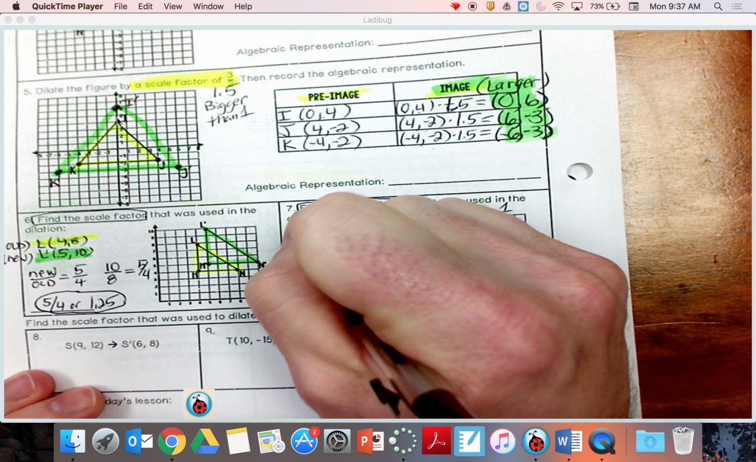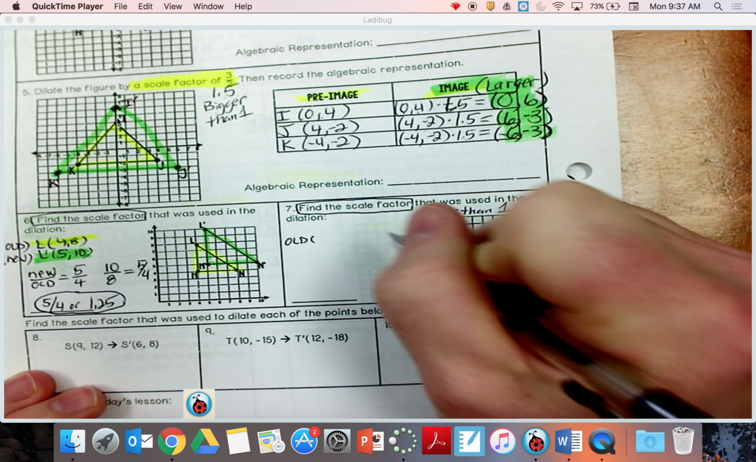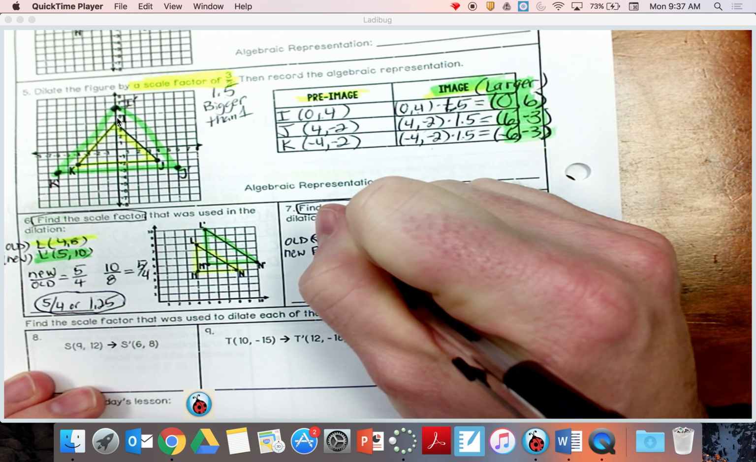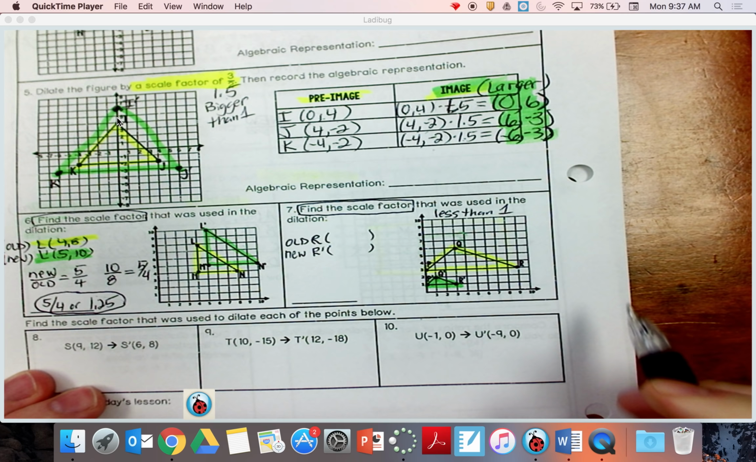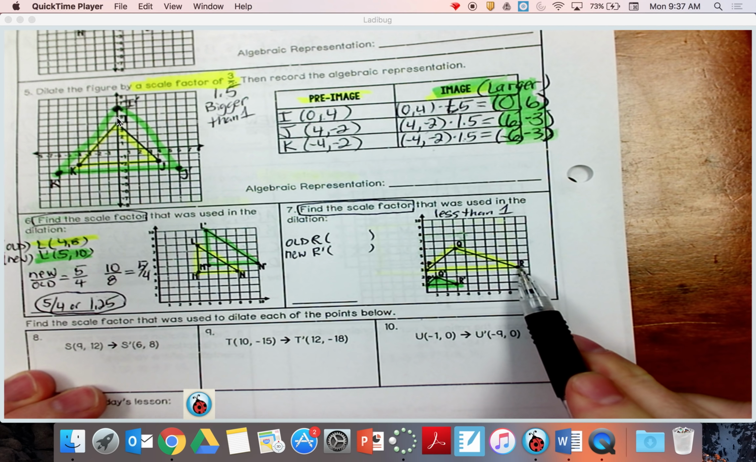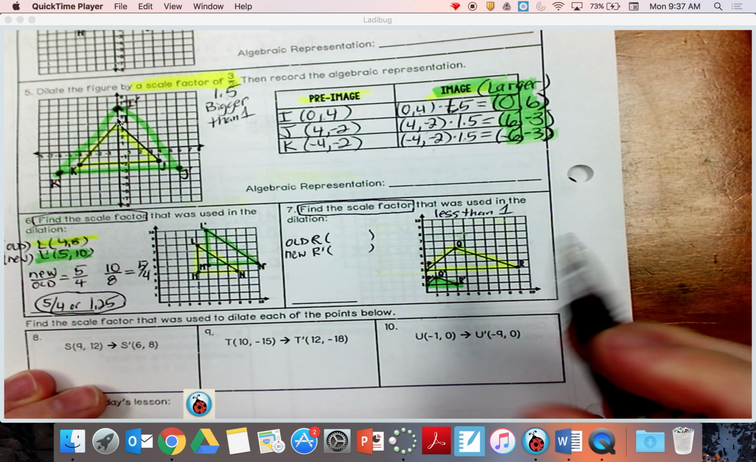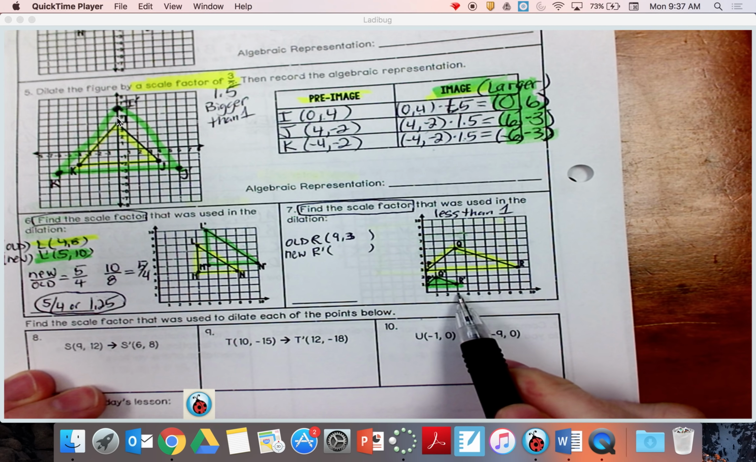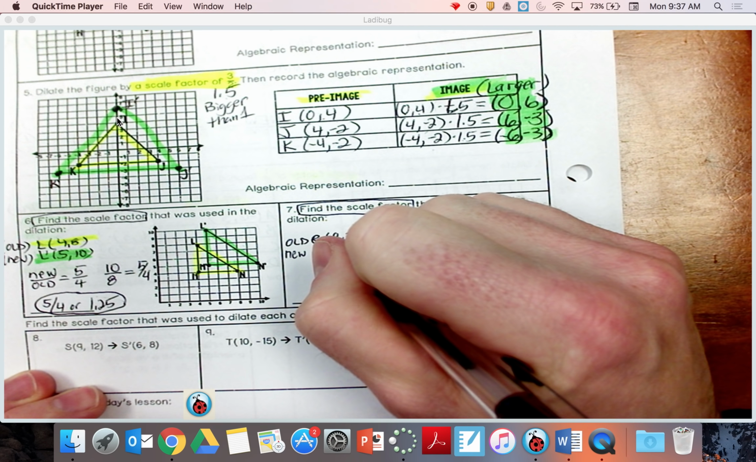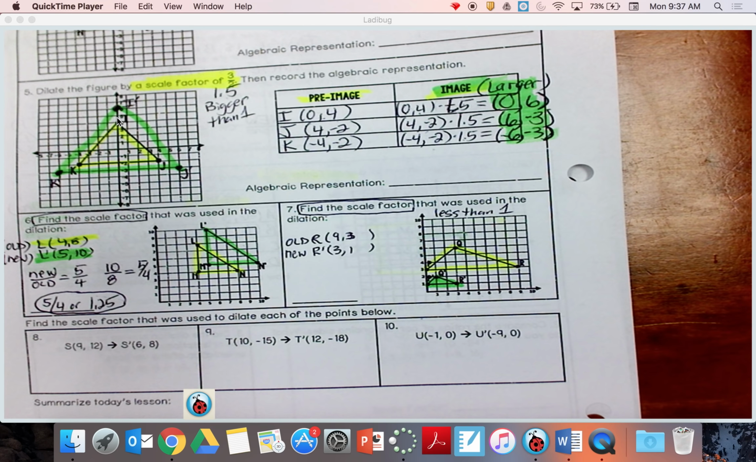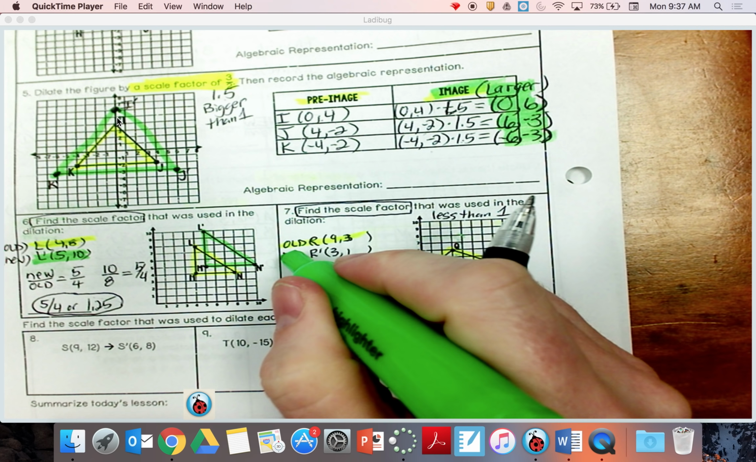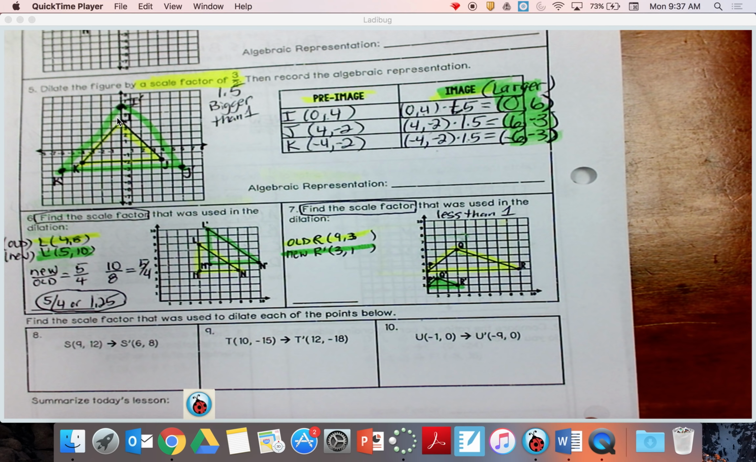So let's see here, from my old, I'm going to do R, and my new, R prime. So here's R from my old on the yellow triangle. It's at 9, 3. And R prime on my green triangle, which is my new point, is at 3, 1. So there they are. I need to highlight those for you. There they go. Okay.